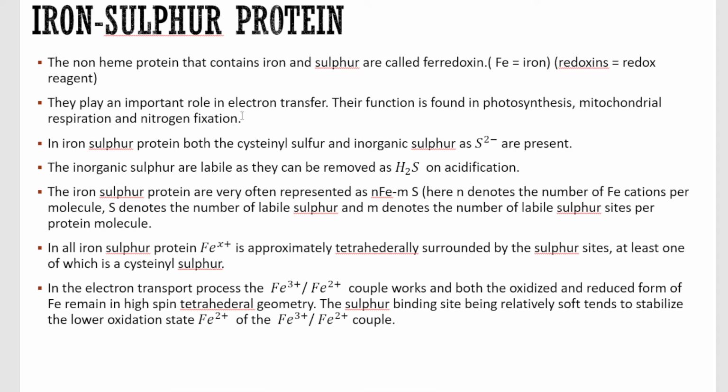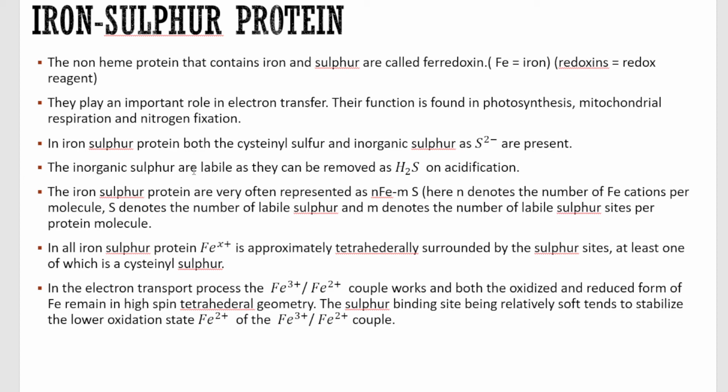They play an important role in electron transfer, which is required in photosynthesis, mitochondrial respiration, and nitrogen fixation. You know that all these three processes require electron transfer, and this is done by iron sulfur proteins. It has two types of sulfur: one is the cysteine sulfur and one is the inorganic sulfur, that is, S2 minus is present.